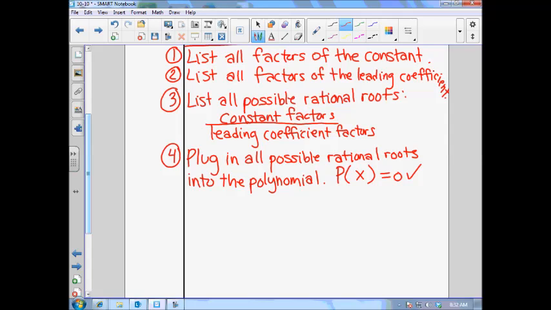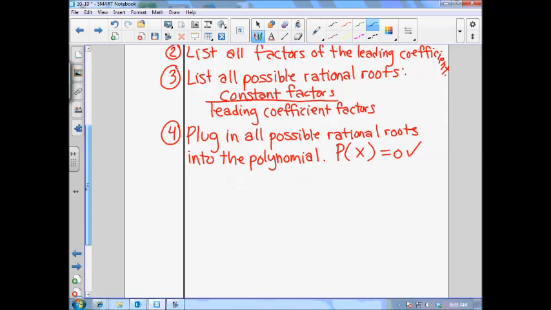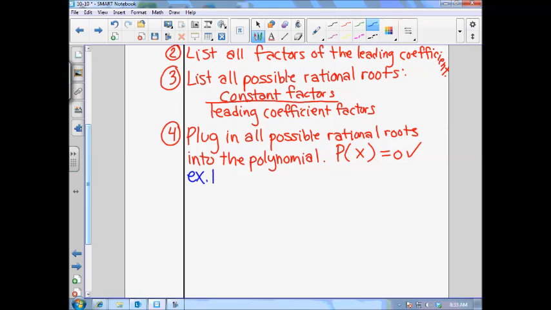Okay, that's a lot of steps. Now we're going to actually do a problem and apply these steps so you understand what they mean. Okay, we're just going to do 2 problems today, and we're actually on a good track. We might have time to start your homework together.